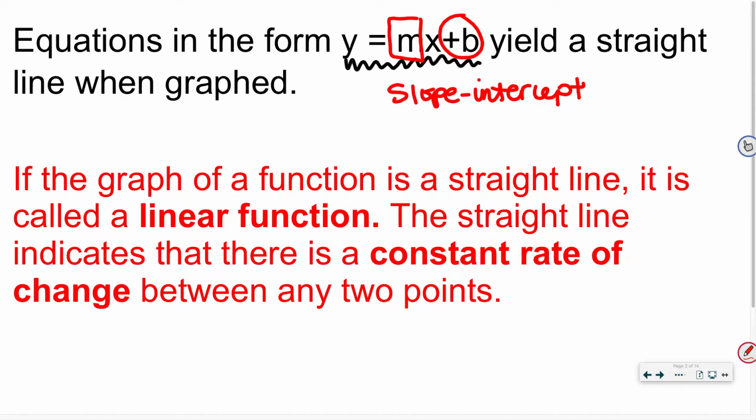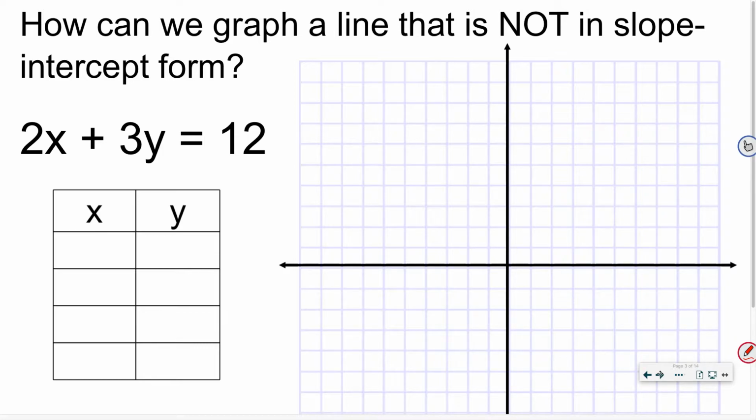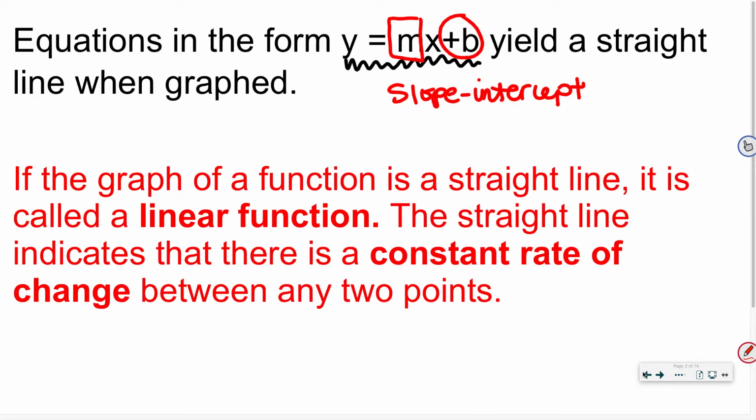Can I advance the slide? Straight line indicates there is a constant rate of change between any 2 points. So let's take a look at this graph. I didn't get to finish. Oh, sorry. Real quick. It's only 2 sentences.